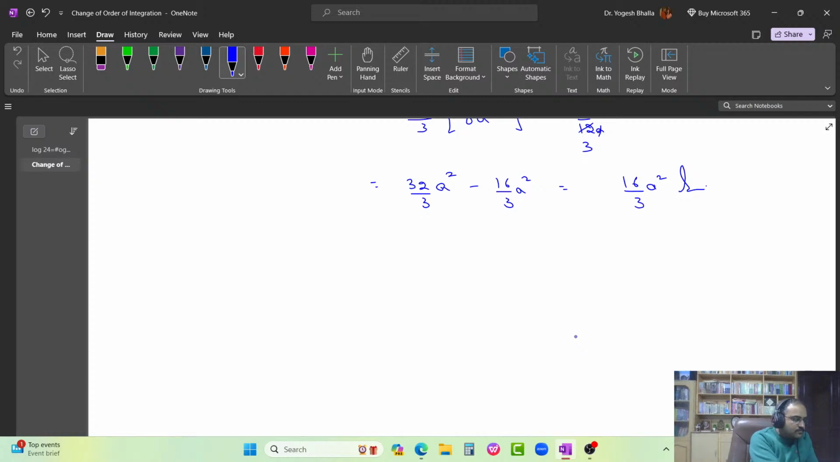Now moving towards the next category of questions. In the next category, what we have is splitting of the curve or splitting of the sheet, the strips.